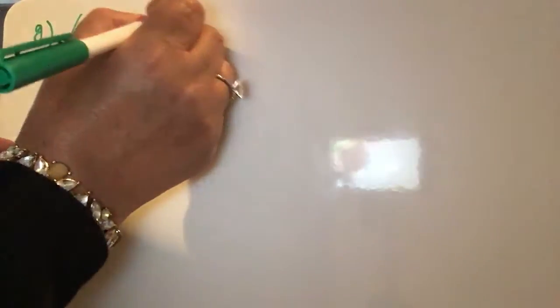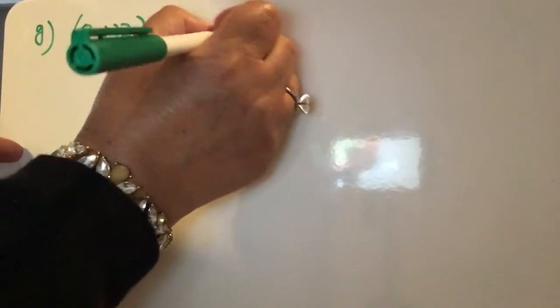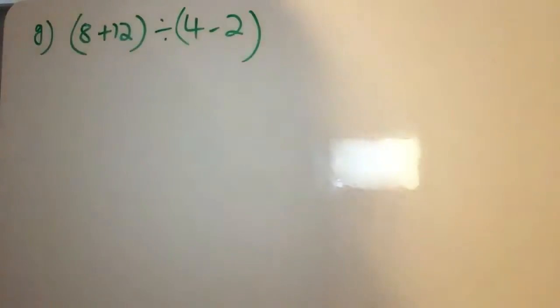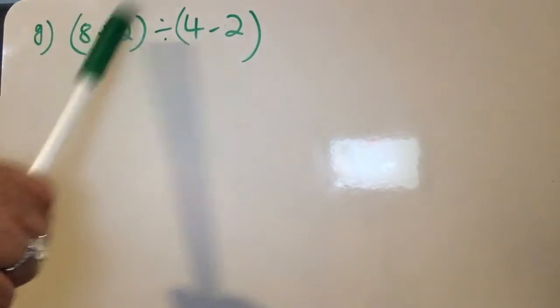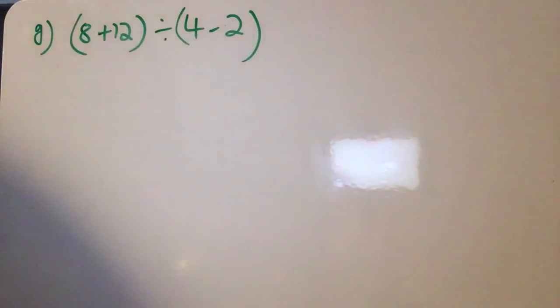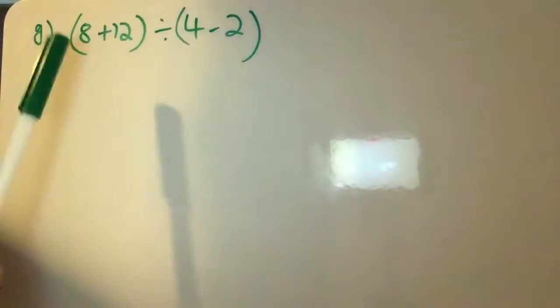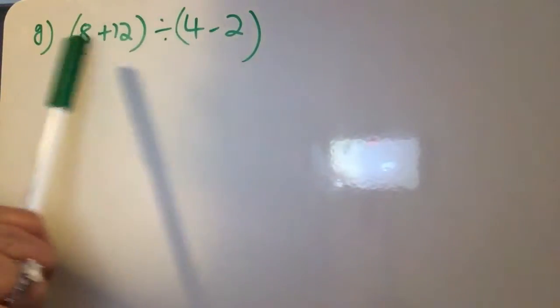Okay, so our first example is calculate the following: (8 plus 12) divided by (4 minus 2). So what's our first rule? To perform the operation in brackets first. So we will solve these brackets first.